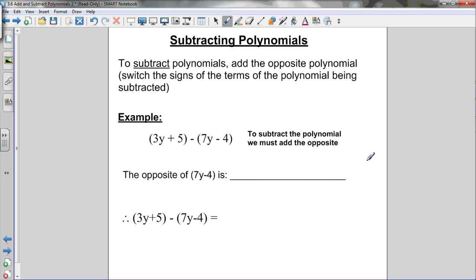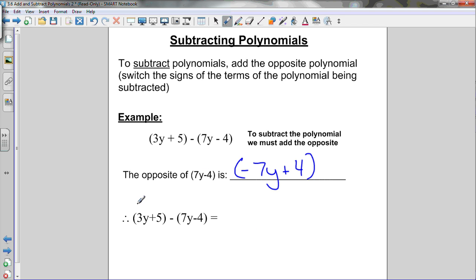So basically, in order to find the opposite polynomial, you just switch the signs of the terms in the polynomial that's being subtracted. So if I want to do 3y plus 5 minus 7y minus 4, so I'm subtracting this polynomial, I just need to add the opposite of 7y minus 4. And what is the opposite of 7y minus 4? Well, just switch the signs of the terms of the polynomial being subtracted. So the opposite of 7y minus 4 is negative 7y plus 4. See how I switched the signs of both of the terms in the polynomial?